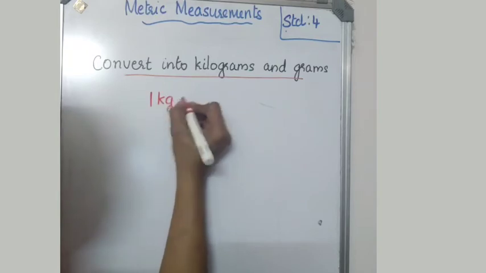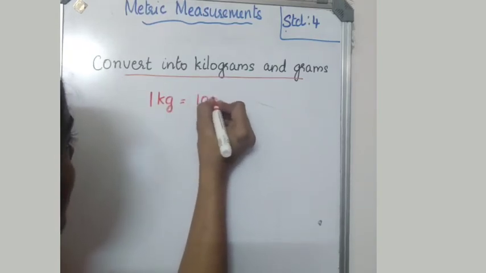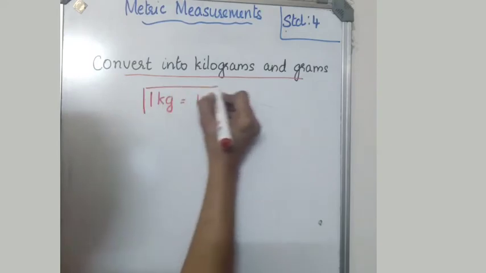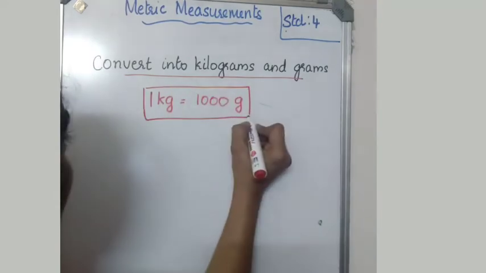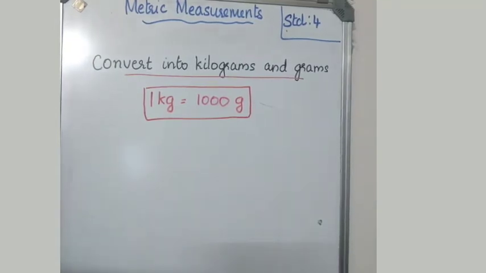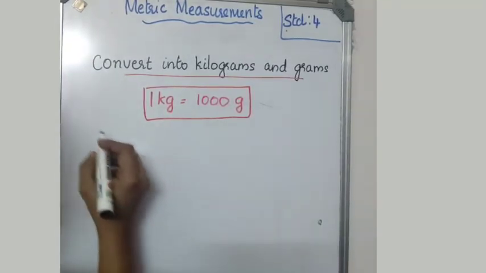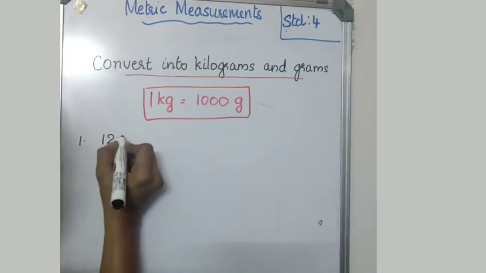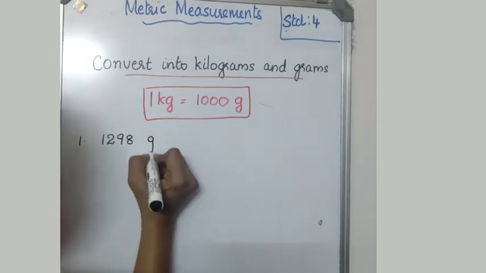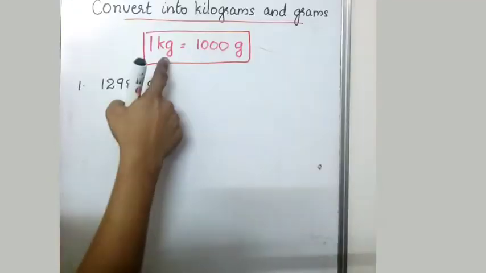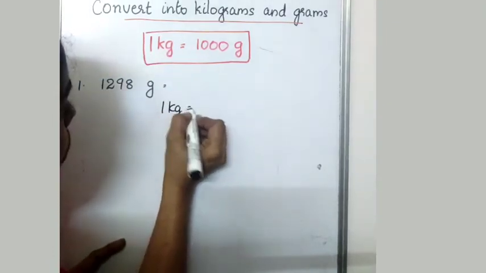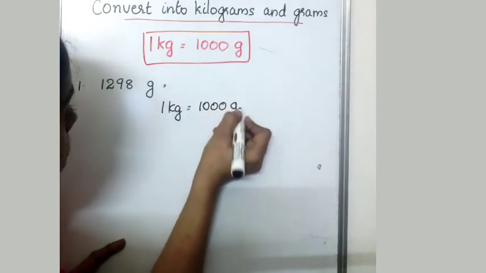1 kilogram equal to 1000 gram. So first question is convert 1298 gram. How do you convert? We know that 1 kilogram equal to 1000 gram.